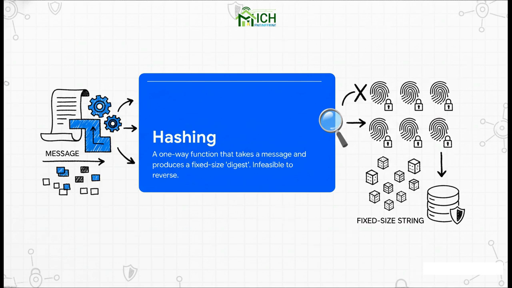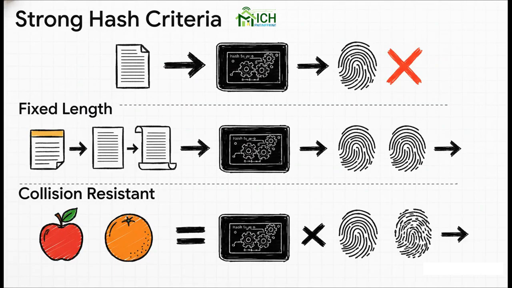You can take any message, literally any size, run it through a hash function, and you get back this fixed size string of characters. And here's the key, you can't go backward. You can never get the original data from the fingerprint, which is exactly why it's so critical for storing things like passwords securely. But, and this is a big but, not all hashes are created equal.